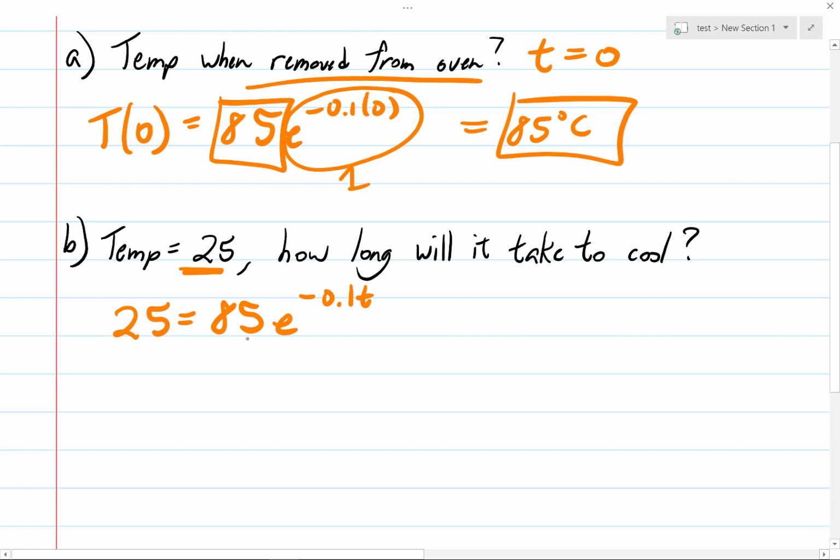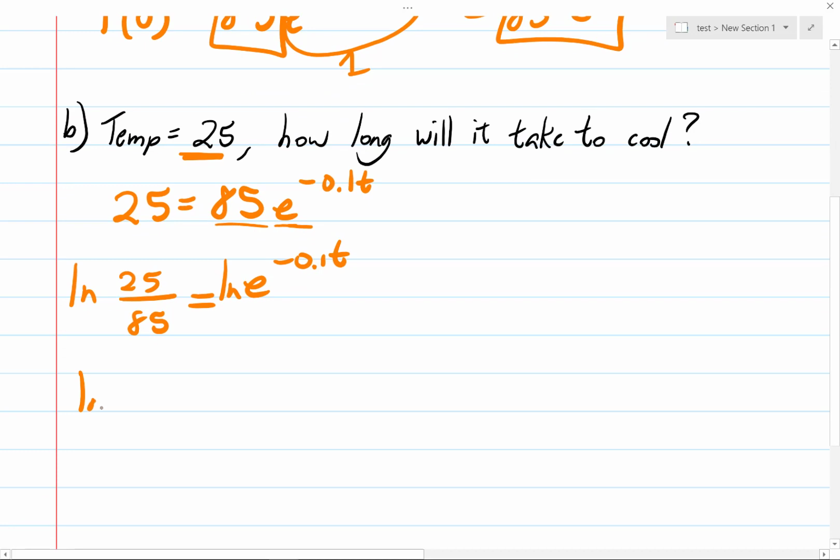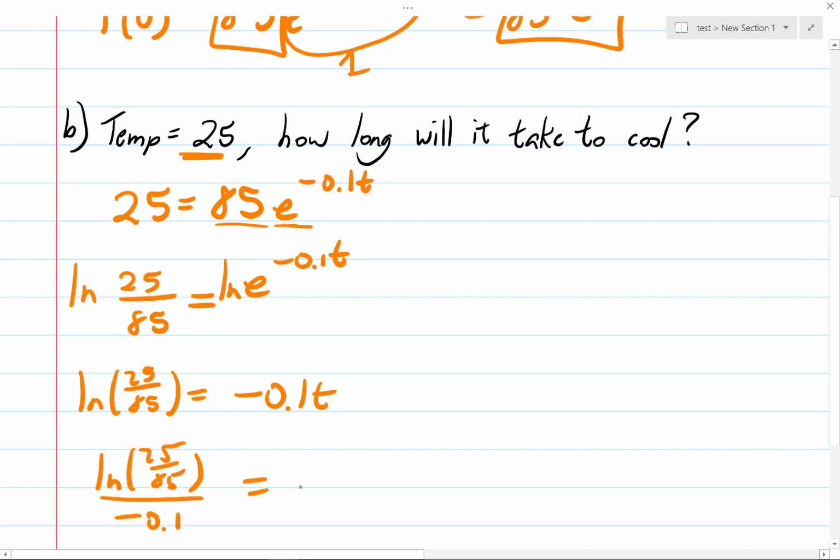So when you go to solve, get the e alone by dividing both sides by 85. So 25 over 85 equals e to the negative 0.1 t. And then to undo the e, take the ln of both sides, so that you'll get the ln of 25 over 85 equals, and then those will basically cancel to get you negative 0.1 t. And then to get the t alone, just undo that final multiplication by dividing. So divide by the negative 0.1, you'll get your t.